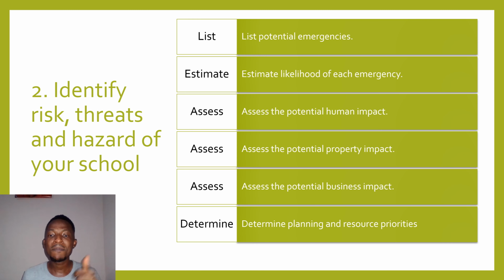Okay, you need to determine planning and resource priority. Planning and resource priority comes in when you must have identified the potential emergencies and also estimated the impact. So when you have an emergency that has a high rating in its impact, you need to dedicate your resources. You need to prioritize your resources to such emergencies, knowing that it is going to have a larger impact on your business than other emergencies. So that's what it means by determining planning and resource priority. So let's move on to the third step.